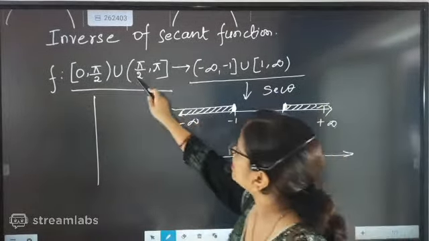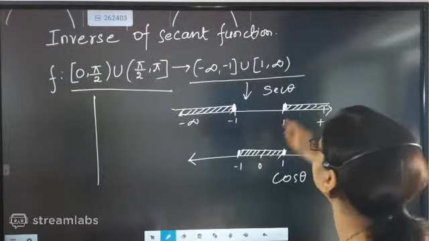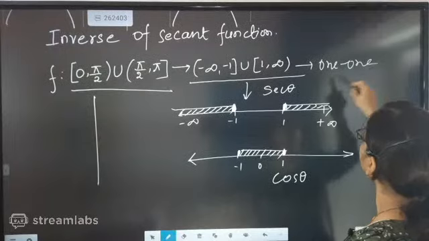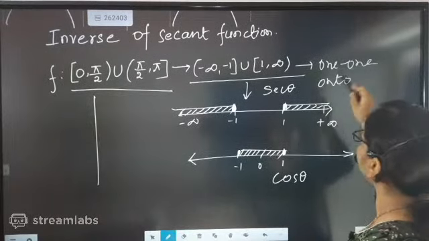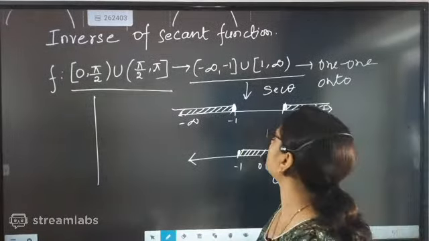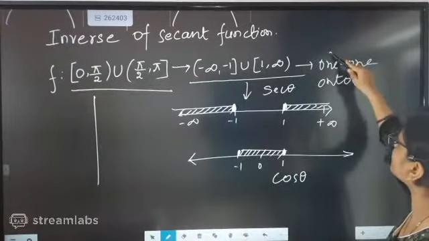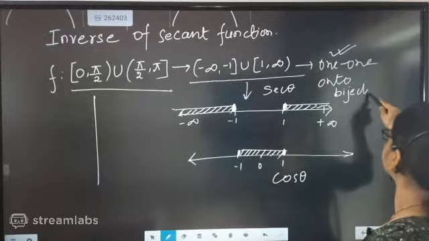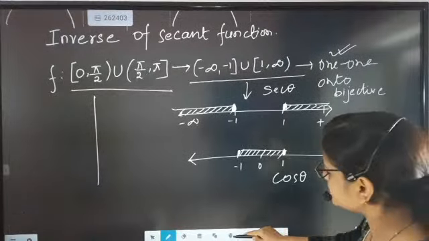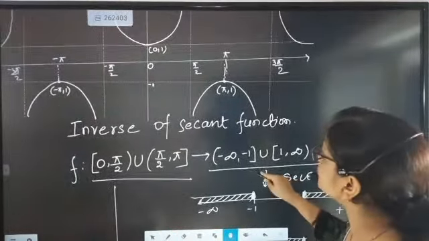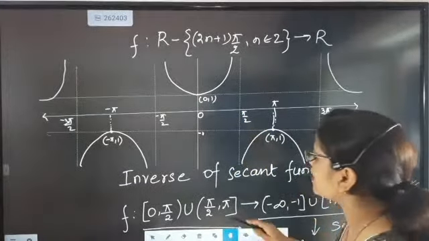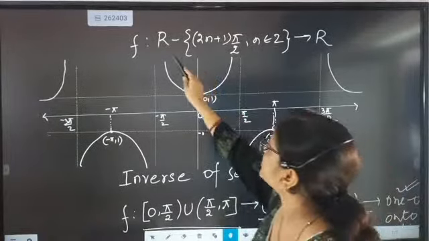And when you take this domain and this range, it is exactly one-one and onto. And since it is one-one and onto, it is bijective. So the first one was not bijective, because we had taken the general domain. Now what have we done? We have changed the domain.